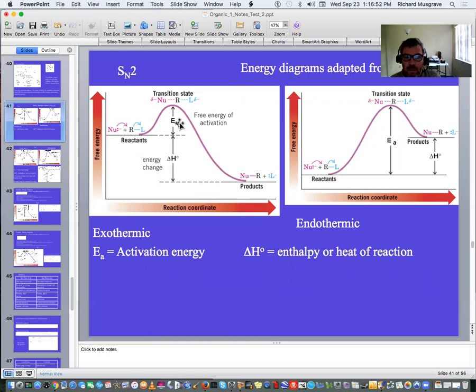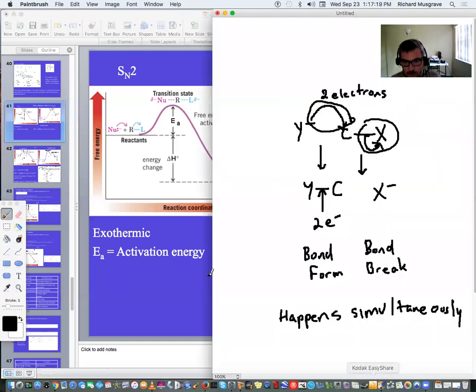The EA is the activation energy. I've got two examples here, one where this is an exothermic and the other one where it's an endothermic. You can see the difference between them is that for the exothermic, the products are below the reactants, and for the endothermic, the products are above the reactants on the energy diagram. So we have energy on the y-axis in each instance. Let's take a look at why that might be.